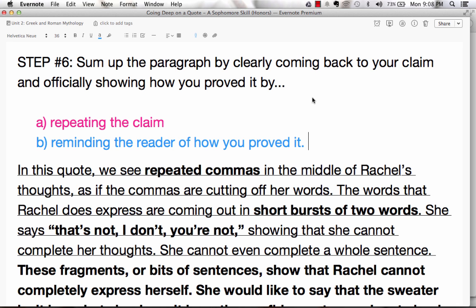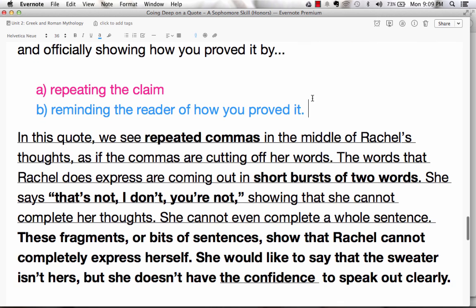Okay, we're here. We're at the last step. This is all for one paragraph. Keep in mind, folks, this is just one paragraph. The last part is the conclusion. Summing up the paragraph by coming back to your claim and making sure the reader knows, almost as if you're ramming it down their throat, that you proved that claim that you made in that first sentence. So, how do you do that? How do you make sure they know that you proved what you said you'd prove? Well, you want to repeat the claim, and you want to remind the reader of how you proved it.